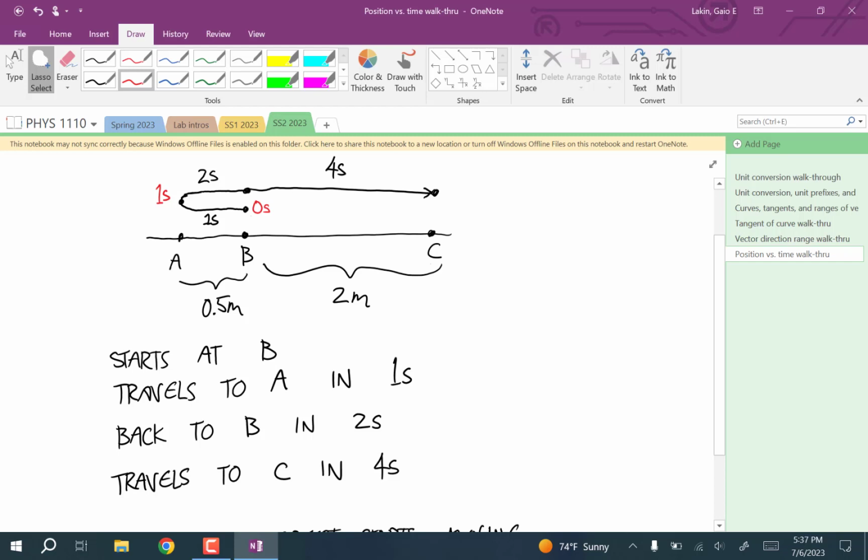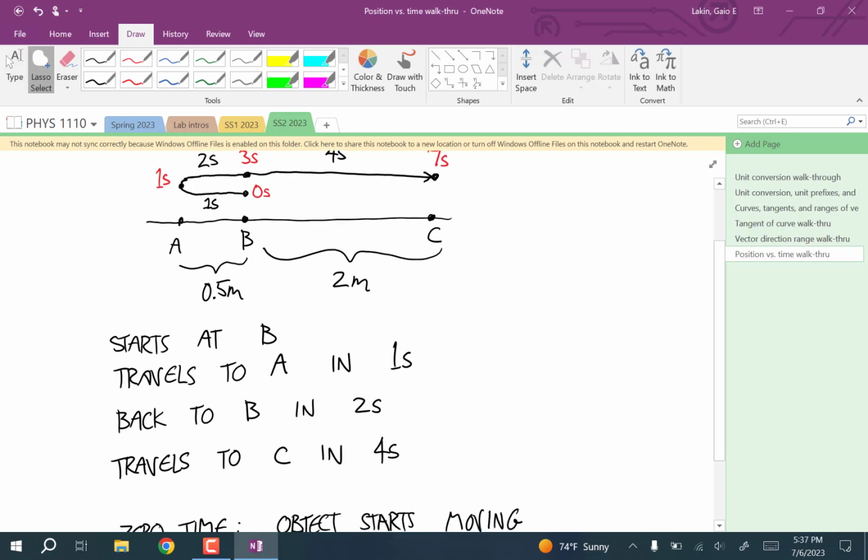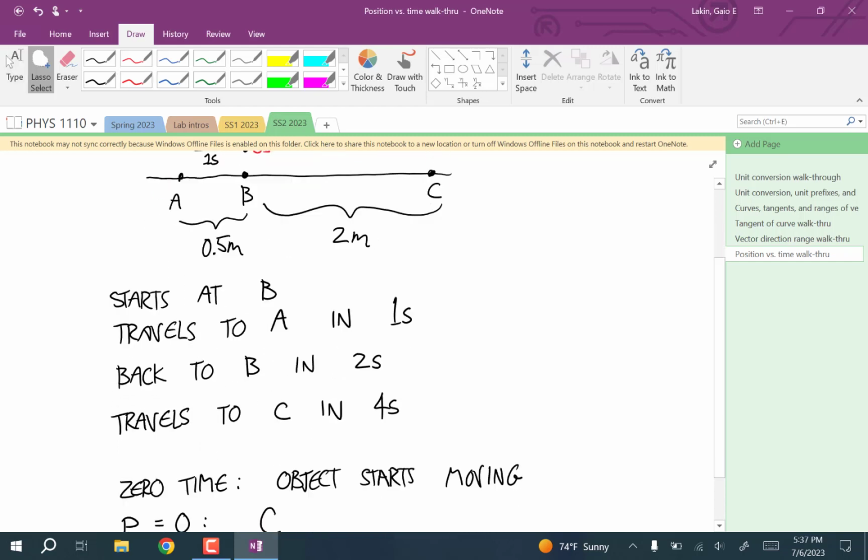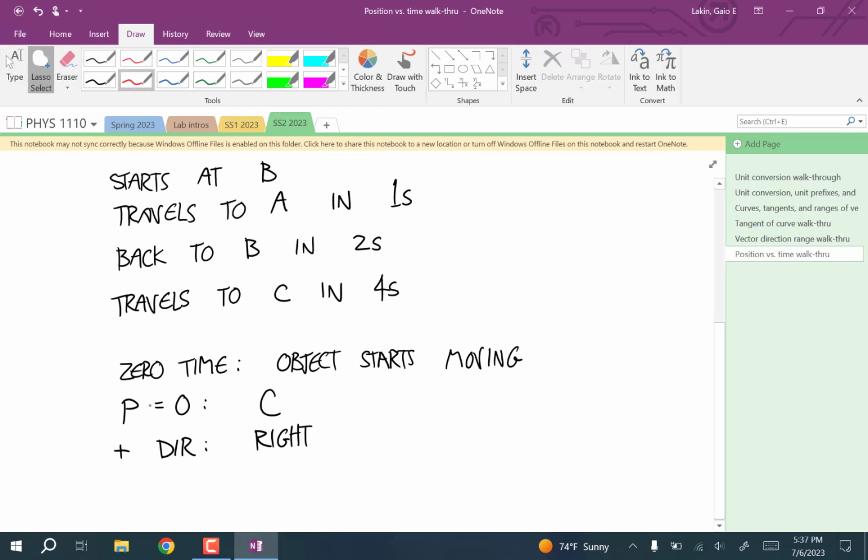2 seconds later, the stopwatch says 3 seconds. And 4 seconds after that, the stopwatch says 7 seconds. So now we've labeled the times on all these. And now we're going to use the 0 position and the positive direction.